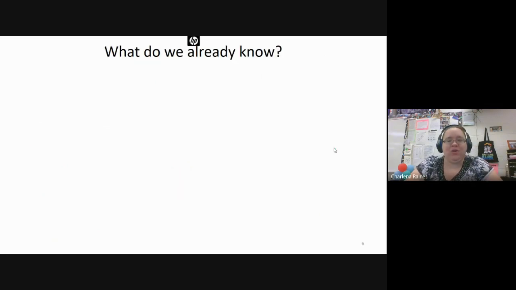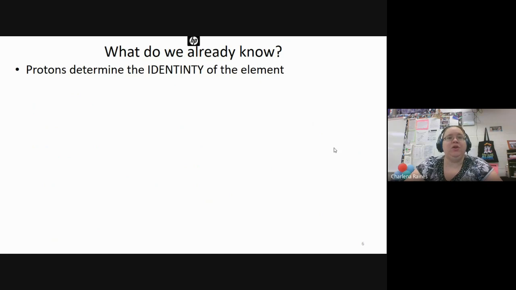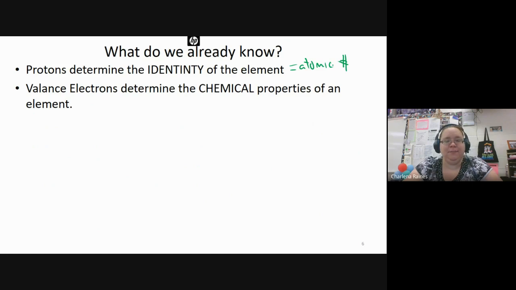Now let's look back at what we already remember from Unit 1. We already know that the proton determines the identity and that my protons equal my atomic number. If we change the number of protons, we've changed the atomic number, we've changed the element. My valence electrons are the electrons that determine the chemical properties. That's the thing that is constant within a particular group. That's why all the elements in a group have the same chemical properties.